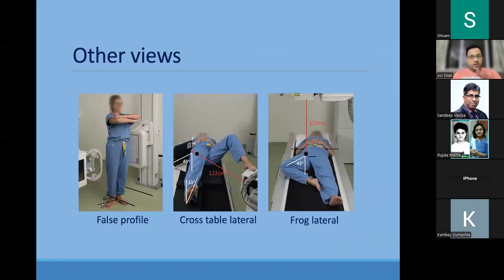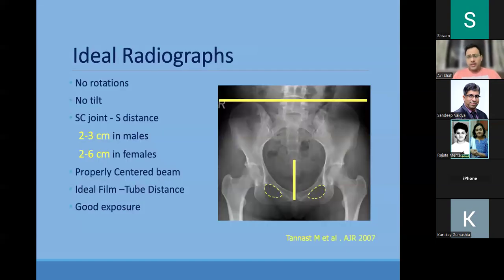Teach your technicians wherever you're going to be doing this first. Add false profile, cross table, and frog lateral. I usually don't get all three. Frog lateral is good enough because most people do not do a cross table lateral or false profile properly. But if you can add a false profile view properly, that is good. It tells you about anterior coverage and a lot of other things.